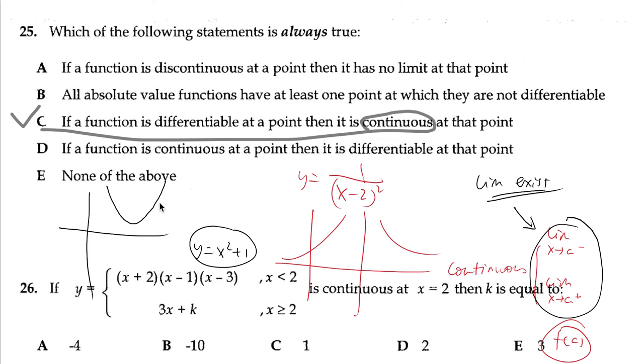So for absolute value functions, sometimes they're differentiable, sometimes they're not. It is differentiable if the original function is already above the x-axis. It is not differentiable if your original function has an x-intercept, which means it goes below the x-axis. So not differentiable if it has an x-intercept.